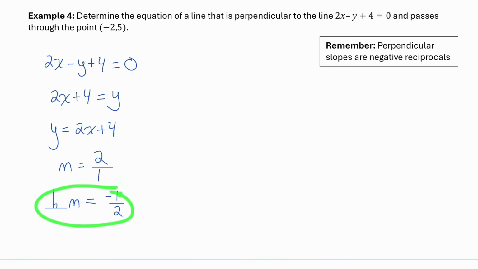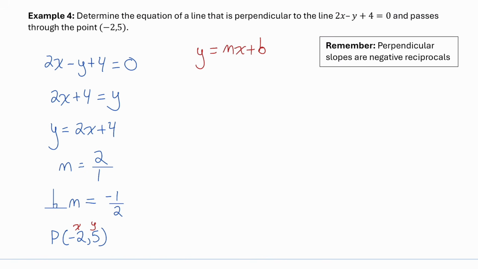I'll use this slope and this point, which is an x and a y value, and sub them into the slope y-intercept form, y equals mx plus b. So I'll sub x and y in for x and y, and I'll sub in this perpendicular slope for m. -1/2 times -2.